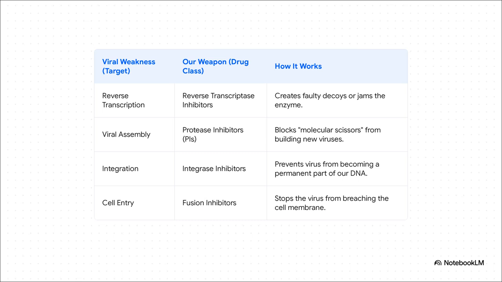For example, reverse transcriptase inhibitors block that first unique retroviral step. Protease inhibitors stop those molecular scissors from building new viruses. And then you have newer drugs like integrase inhibitors, which stop the virus from ever becoming part of our DNA in the first place, and fusion inhibitors that block it from even getting inside the cell.